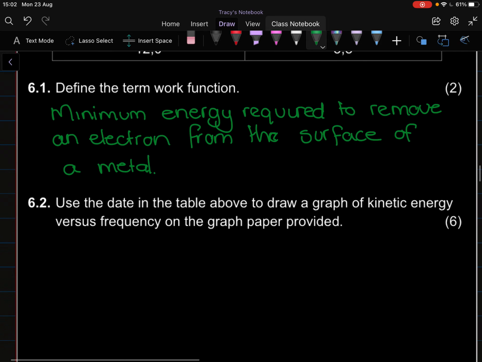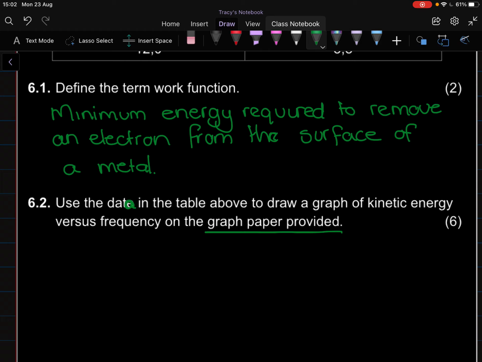Now they say, use the data in the table above to draw a graph of kinetic energy versus frequency on the graph paper provided. Now we need to be careful. What is the independent variable and what is the dependent variable? Because this actually is quite important. So we're going to use the graph paper. Now I've cheated a little bit.